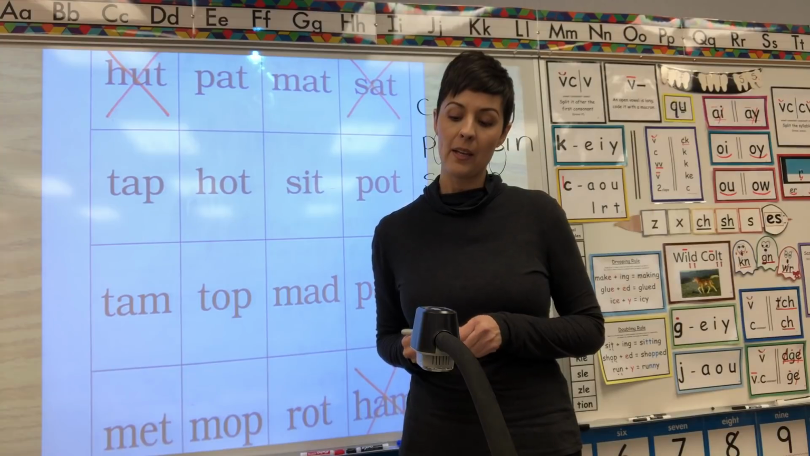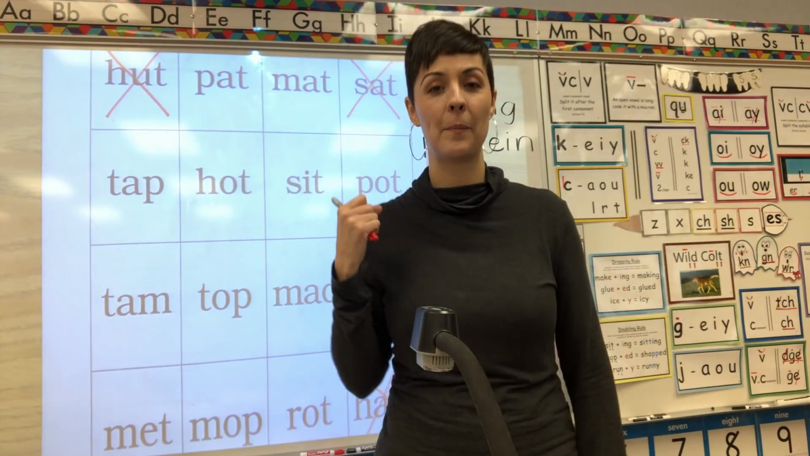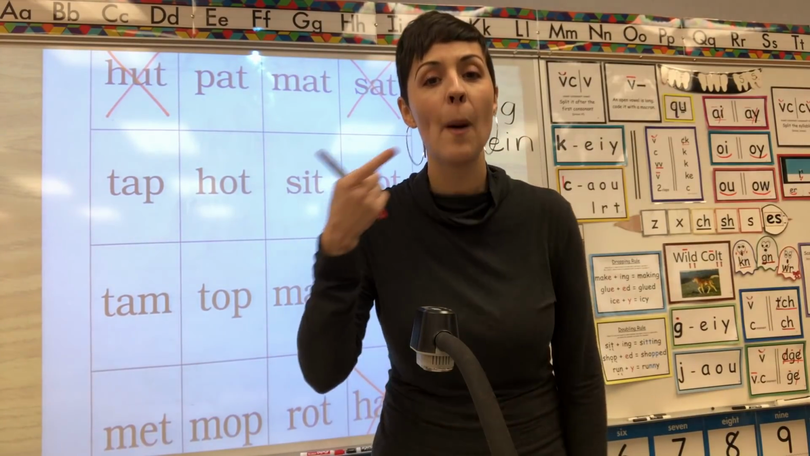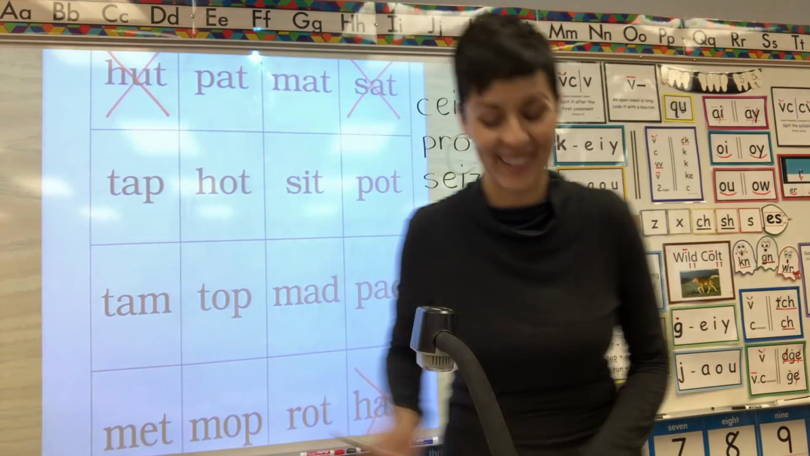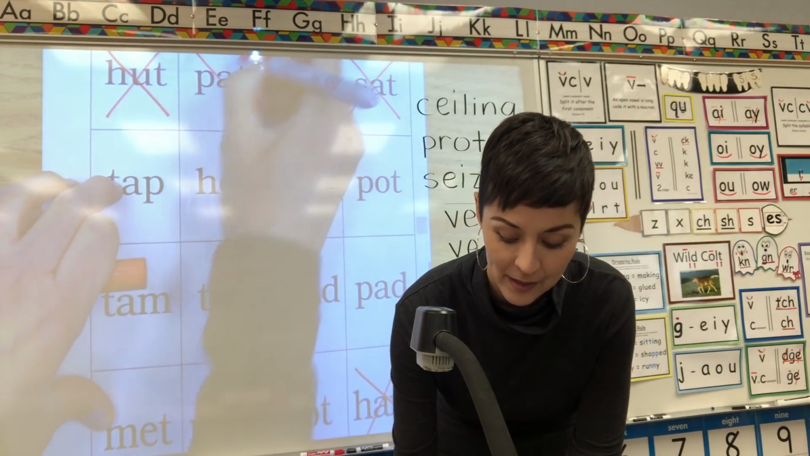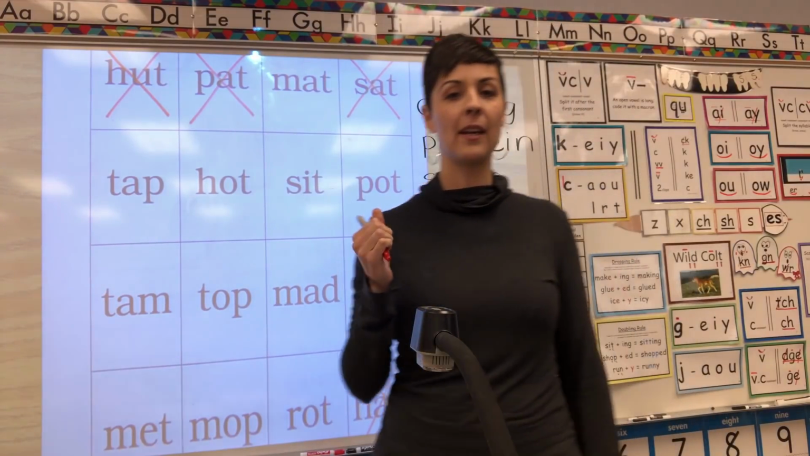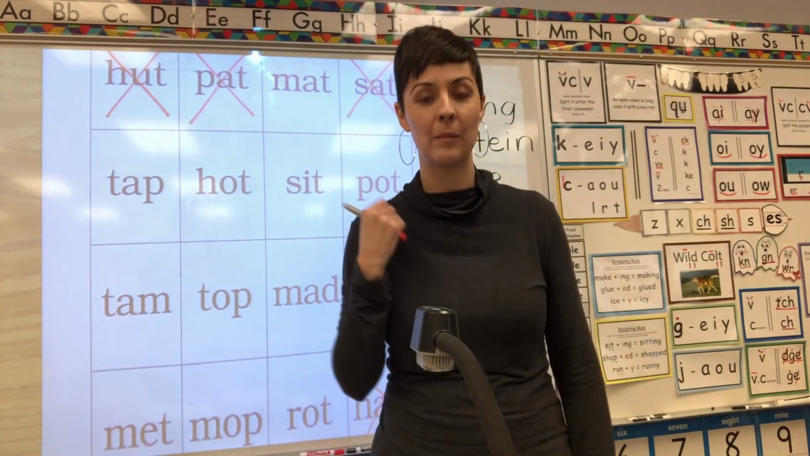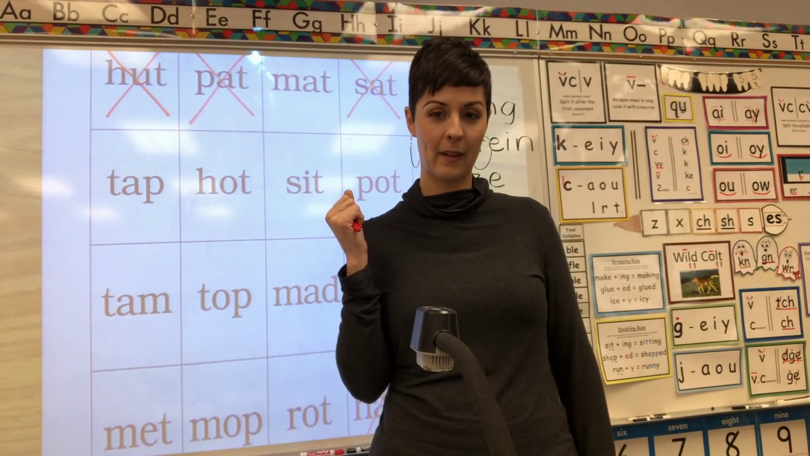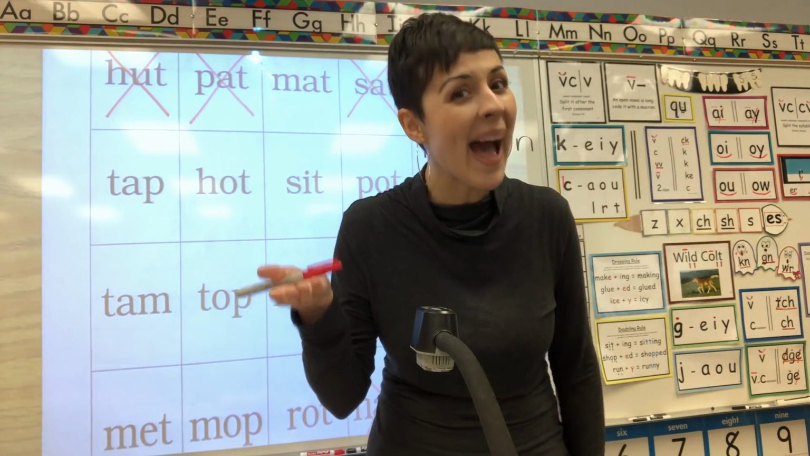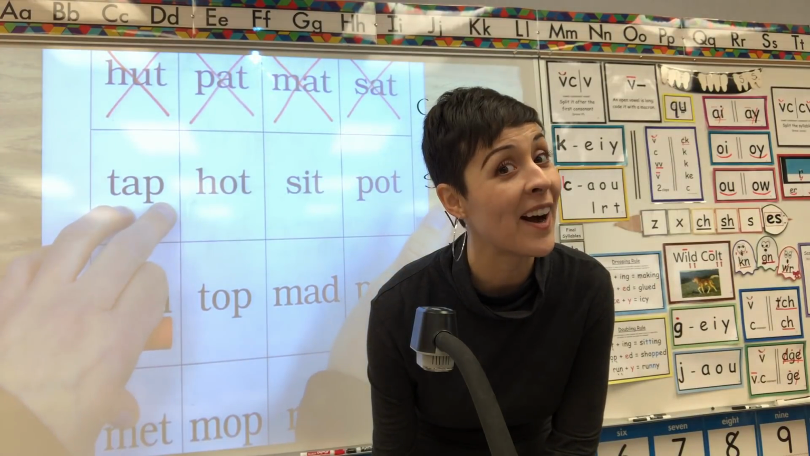Next one, change the first sound in hat, the initial sound in hat to p. Change that first sound in hat to p. Instead of hat, we made pat. You got it, pat. Cross it off. Next one, change the initial sound in hat. Change that first sound in hat. Instead of hat, we made mat. You got it, mat. Oh my goodness, 4 in a row. You should have called out bingo.